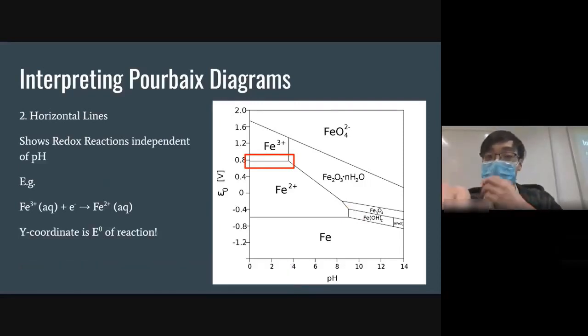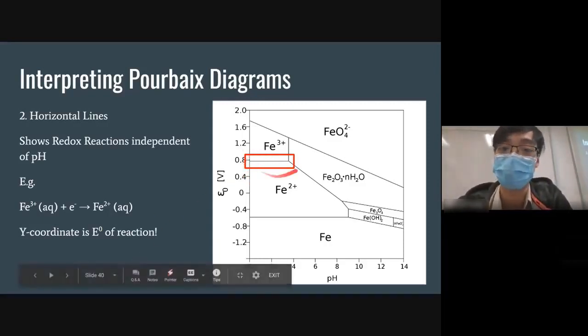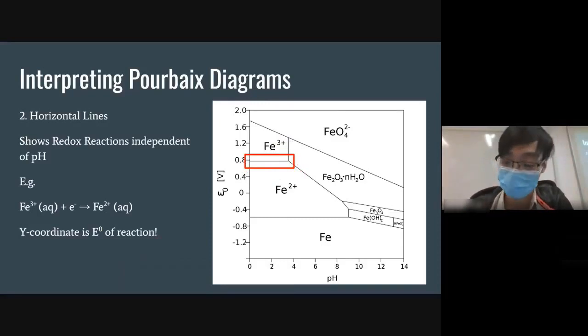For horizontal lines, they have some reduction potential, because they are redox reactions, but they're independent of pH. For example, iron 3 to iron 2 is a redox reaction that doesn't involve hydrogen at all. So of course, we expect that even if the concentration of hydrogen changes, the reduction potential does not change. That's why it's a horizontal line. The y-coordinate of this horizontal line is simply the reduction potential of the reaction on the graph.